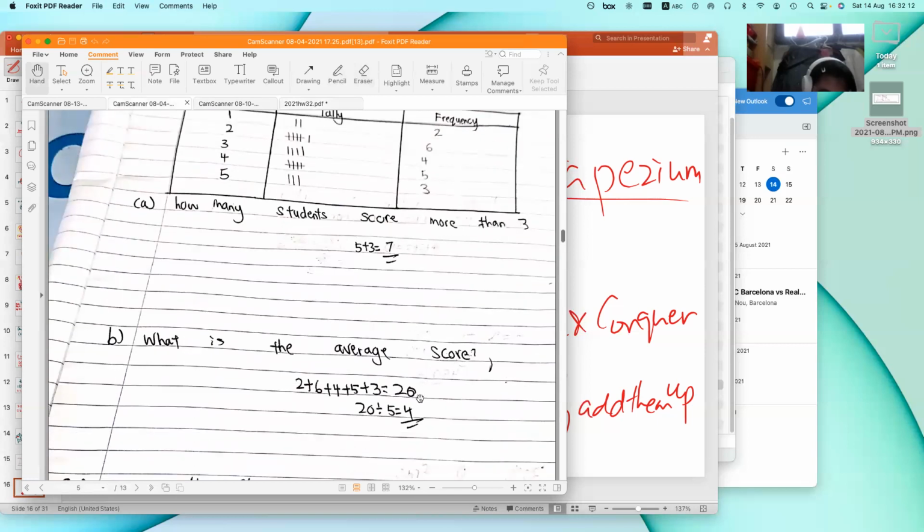I asked you to do what? I asked you to write down the formula. So average score is equal to total score, number of items.